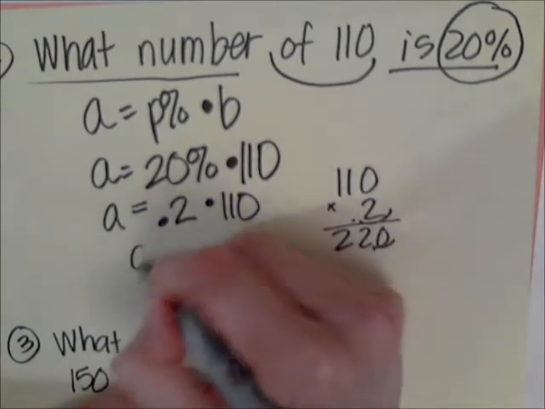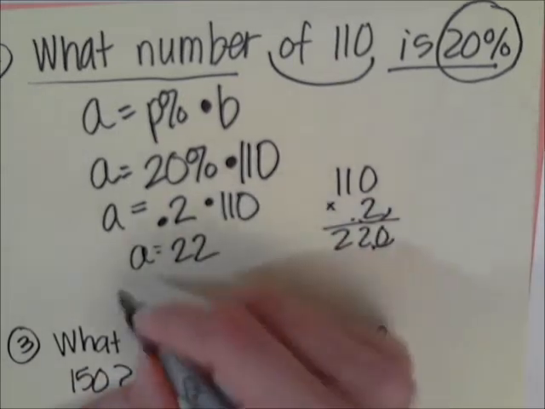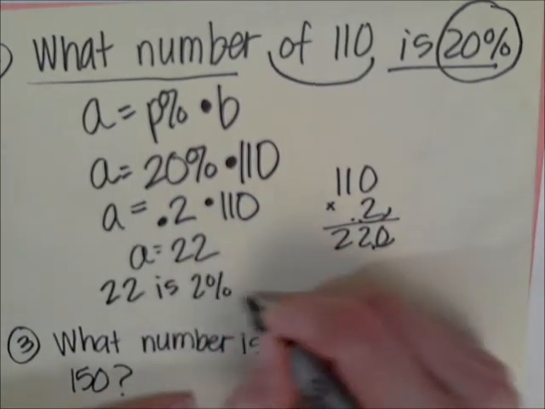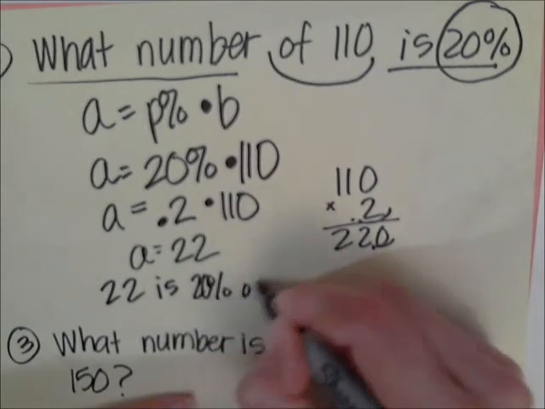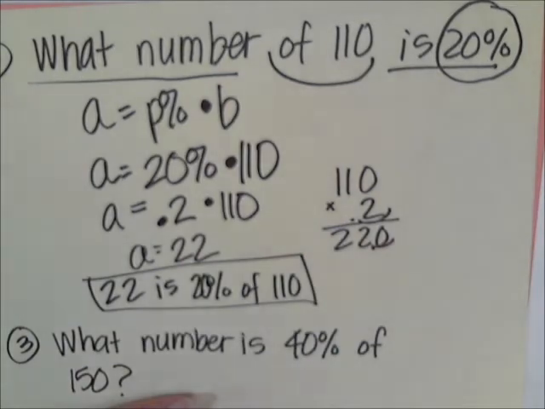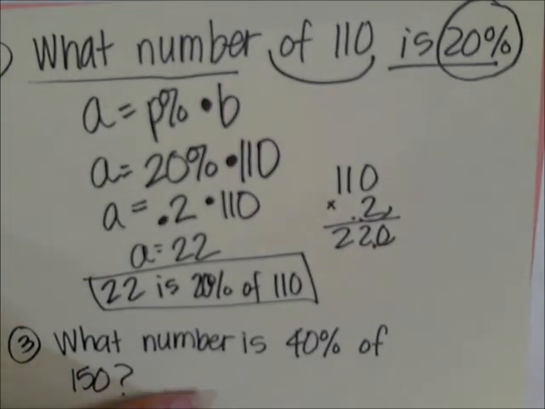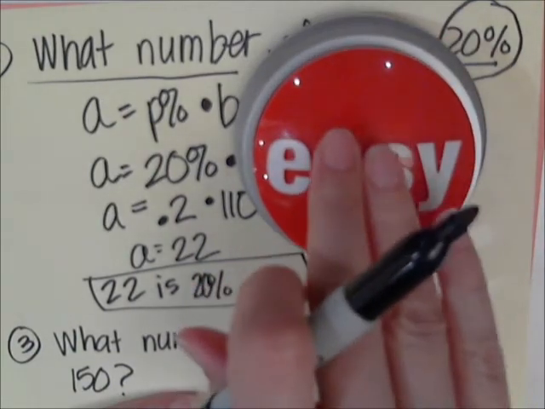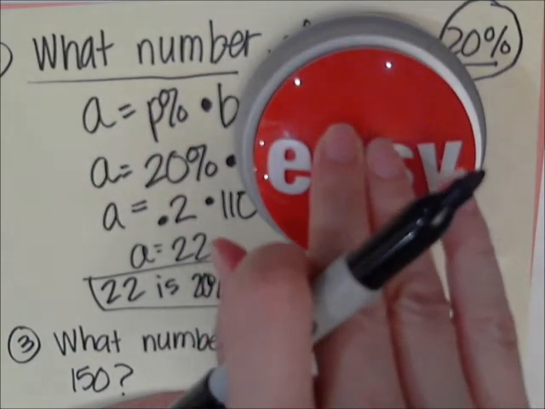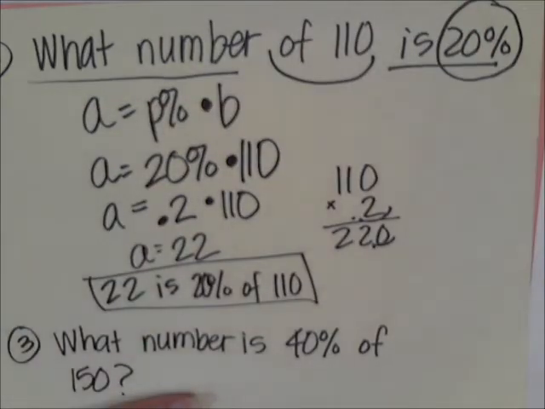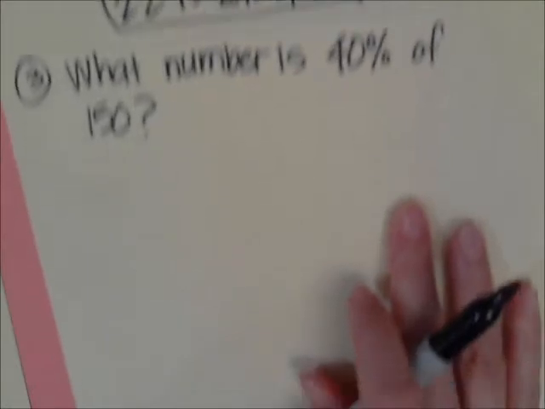110 times 0.2 is 22. My answer is 22. So 22 is 20% of 110. Does that make sense? Yeah, it does make sense. I think that is a reasonable answer. That was easy. Aw, man, it doesn't work like my other things.